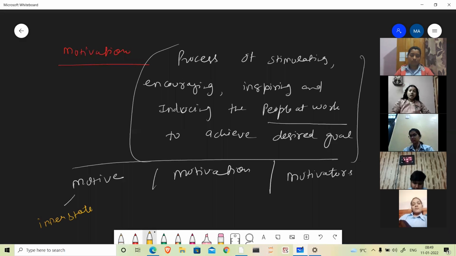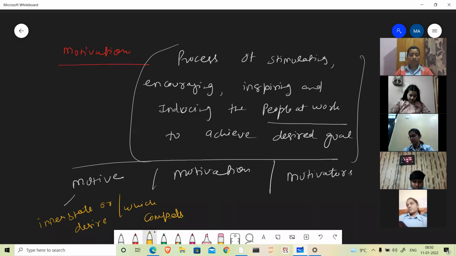Inner state, state of mind. Inner state or desire which compels and directs the individual to behave in the desired direction. Which compels, forces, we can also say this word, which forces an individual to behave in a desired manner. So that is the motive.